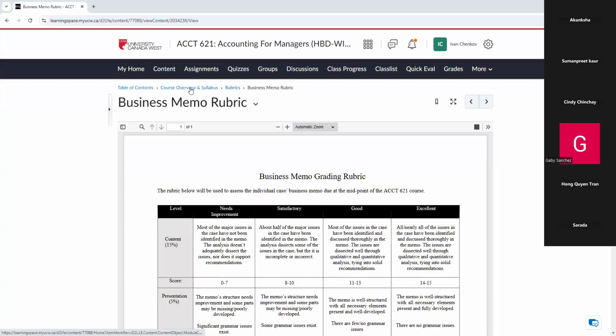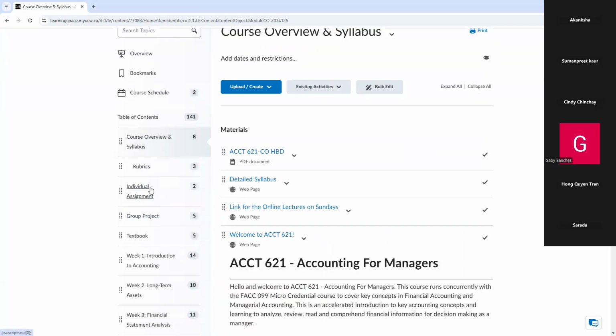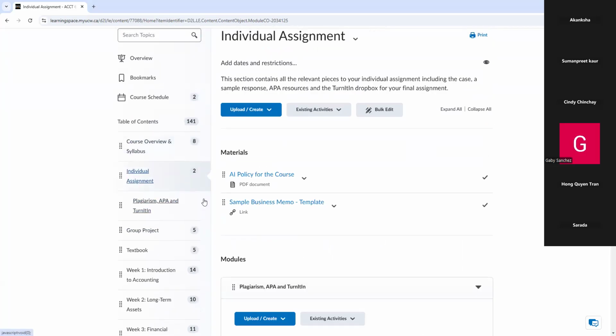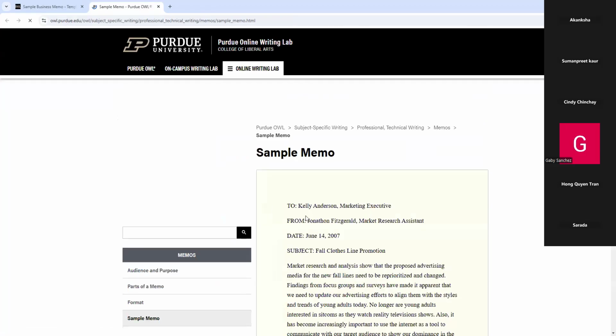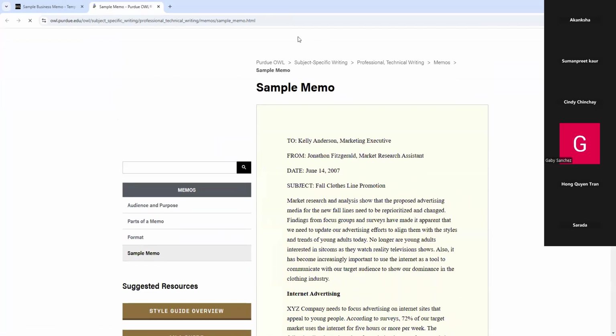actually we're still staying here. Let's go to the course outline. And if you go to the individual case, you can see the sample of the business memo here. So technically, once you put on your memo, let me see if this page works, here we go. Can you guys see my screen?